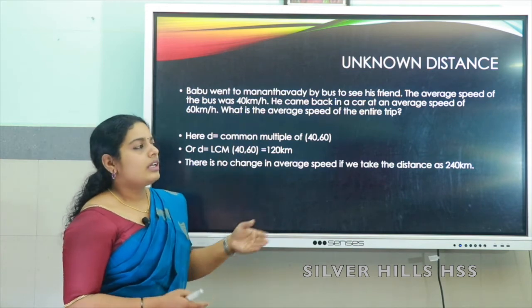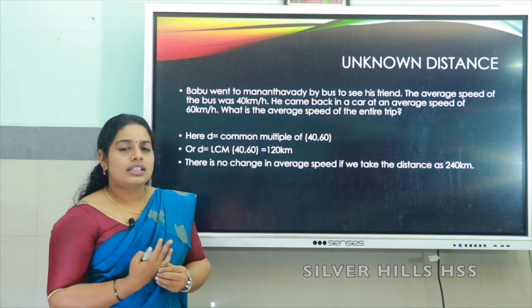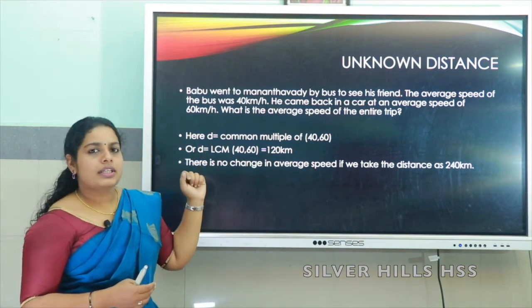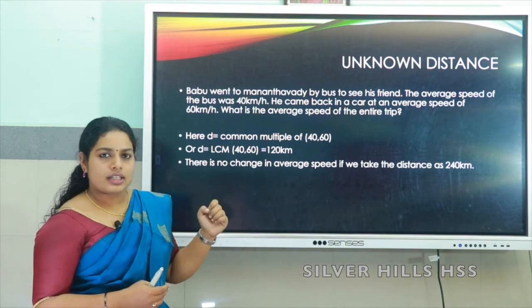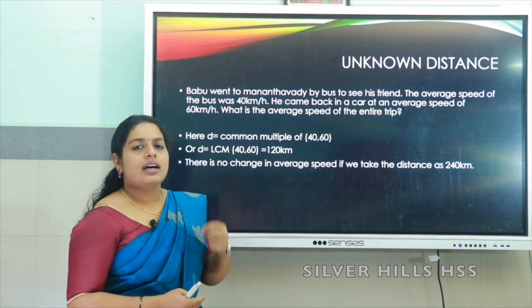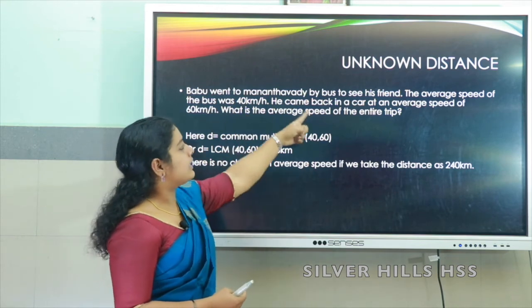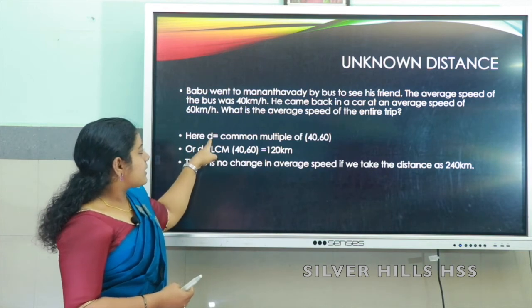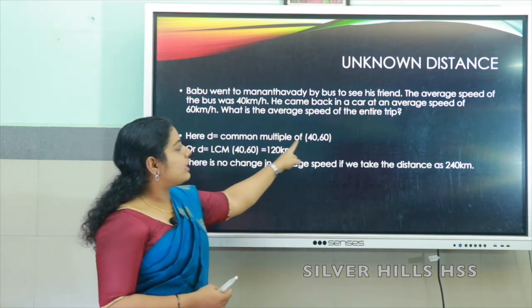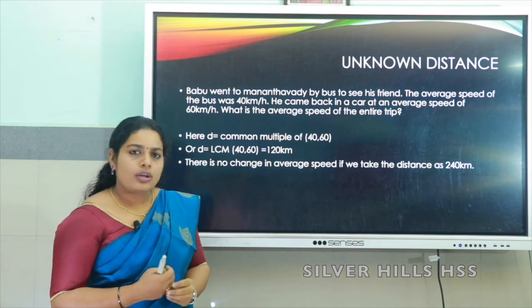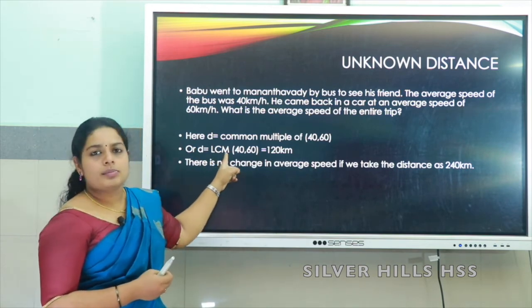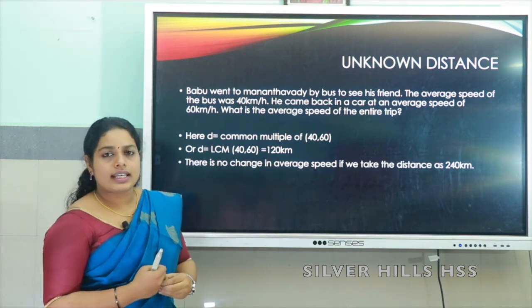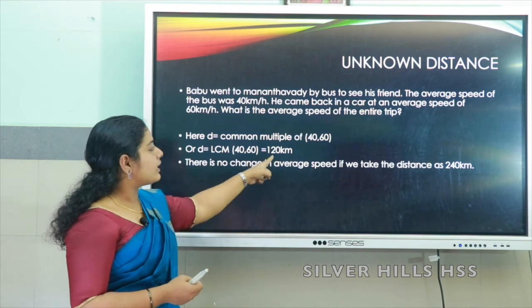So what will we do? We won't be able to guess the time, so let's see what we can do with the distance. If only the speeds are given and the time and distance are not given, we can take the distance as a common multiple of the two speeds. Here the speeds are 40 and 60, so the distance can be taken as a common multiple of 40 and 60, or you can take the least common multiple, the LCM of 40 and 60, which is 120. So we can take the distance as 120 kilometer.